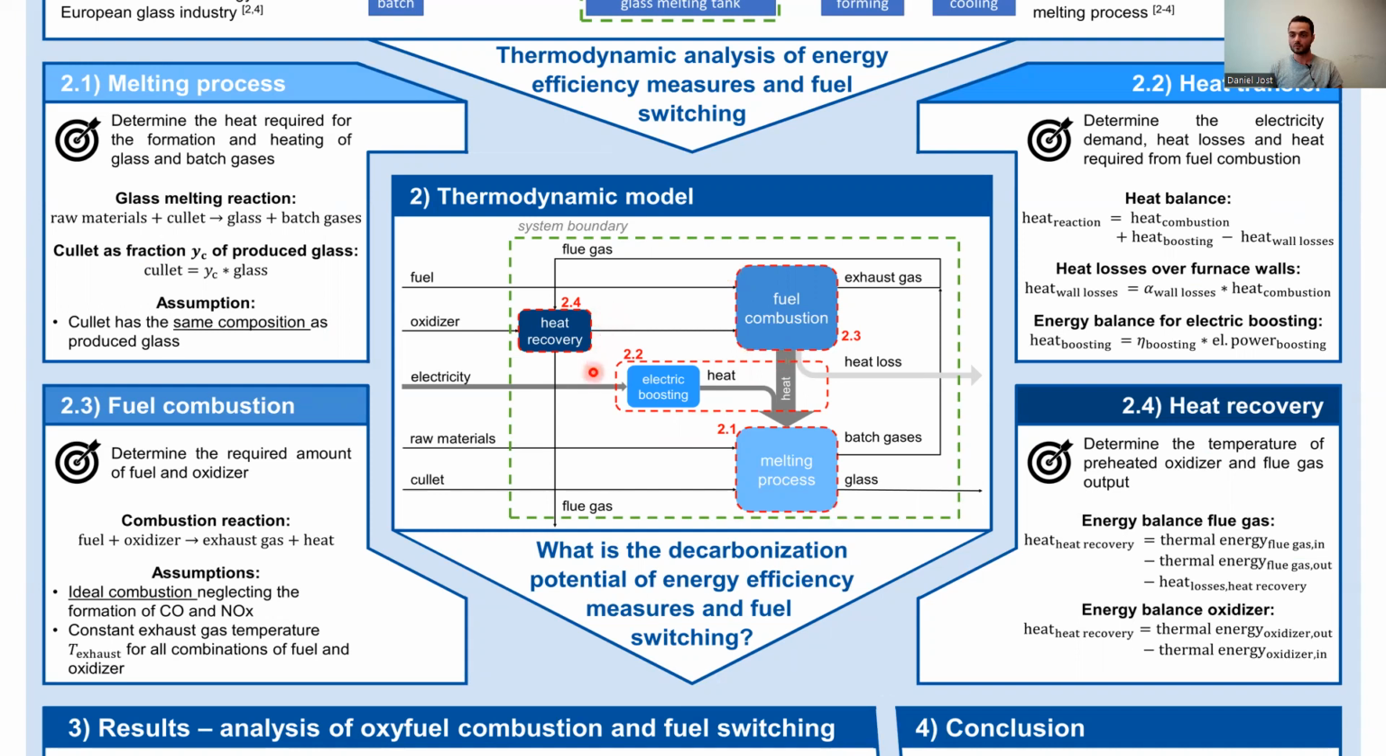Lastly, our heat recovery takes the heat from exhaust gas and batch gases to preheat the oxidizer, and we determine the temperature of the preheated oxidizer and the flue gas output. This leads to our main question: what is the decarbonization potential of energy efficiency measures and fuel switching?